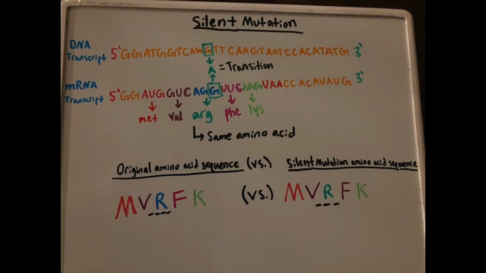If there was a mutation from changing the highlighted guanine to an adenine in the DNA coding strand, this would be an example of a transition from a purine to a purine. This mutation is considered a silent mutation, where changing one base won't change our amino acid sequence because AGG and AGA still code for the amino acid arginine.